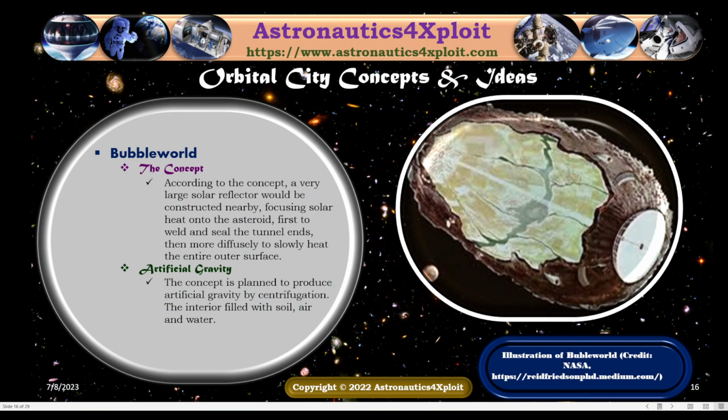According to the concept, a very large solar reflector will be constructed nearby, focusing solar heat onto the asteroid, first to wet and seal the tunnel ends. The concept is planned to produce artificial gravity by centrifugation. The interior is filled with fuel, air and water. Illustration of Bubbleworld concept is shown in this picture.